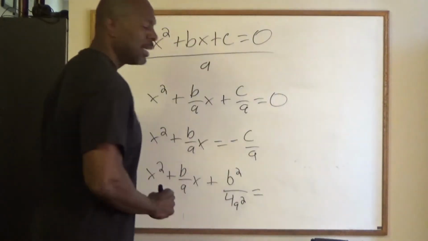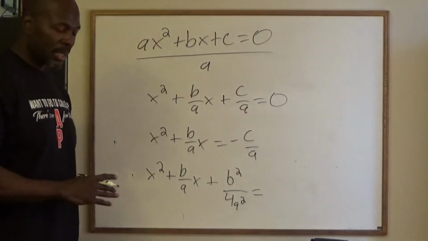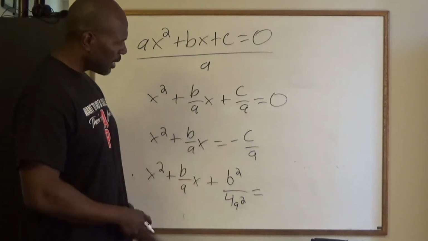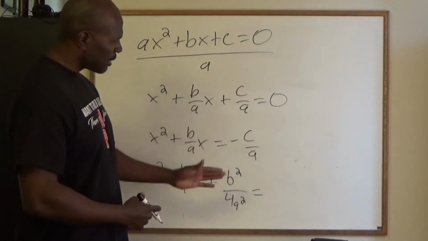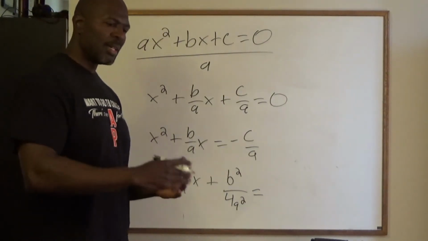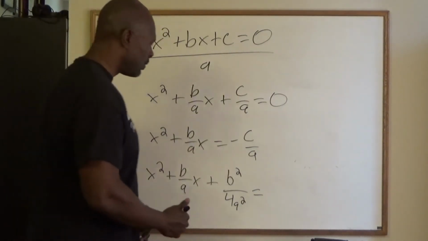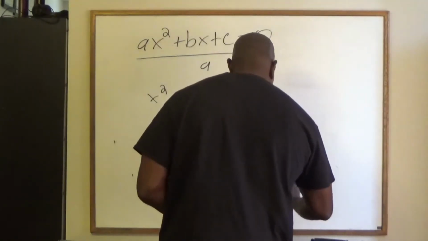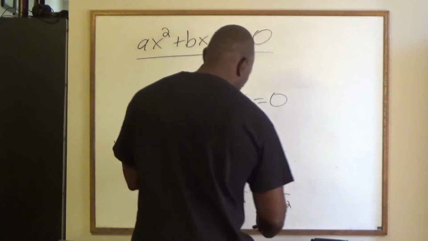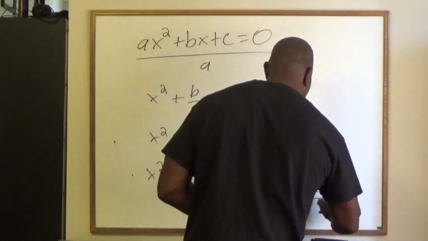And again, I need to add that to both sides of the equal sign. And so here, I'm going to put it in front of this minus c over a, because the minus c over a has a minus sign in front of it. And it'll be more aesthetically pleasing if the minus sign was behind it versus in front of it. So I'm going to write b squared over 4a squared, and then minus c over a.